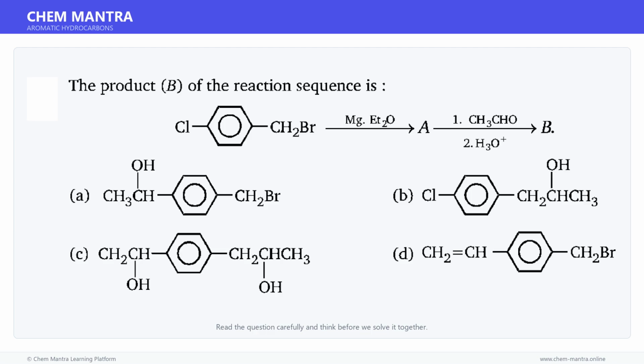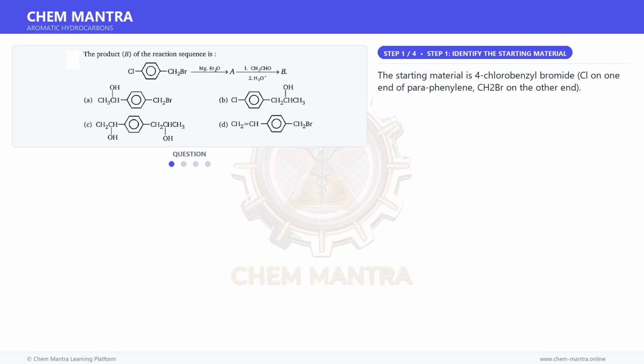Here is a question. Read it carefully and think about the answer. Let us solve it step by step. Let us begin solving this step by step. The starting material is 4-chlorobenzyl bromide, Cl on one end of para-phenylene, CH2Br on the other end.